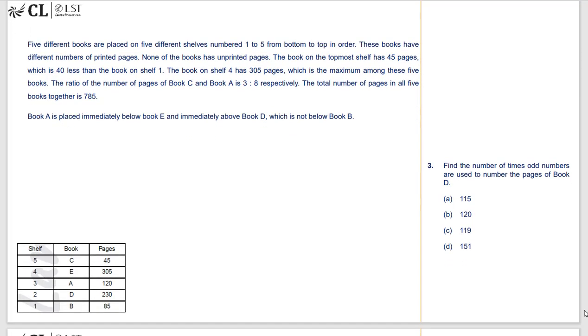Find the number of times odd numbers are used to write the number of pages of book D. Okay. Book D has 230 pages. Okay. And we have the odd numbers.